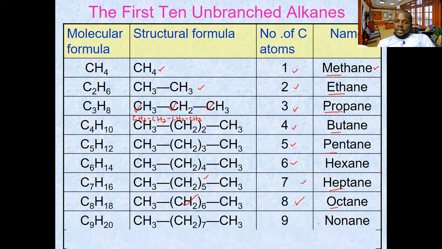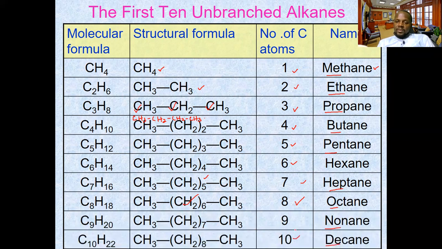So 9 will be nonane, and 10 is decane. So it doesn't stop at 10. We still have other members, but we only want to focus on the first 10 members according to this syllabus for now. When we need to focus more on others, we have a lot of other examples. They can be 20 carbon, and so on and so forth. So let's just focus on what is needed.